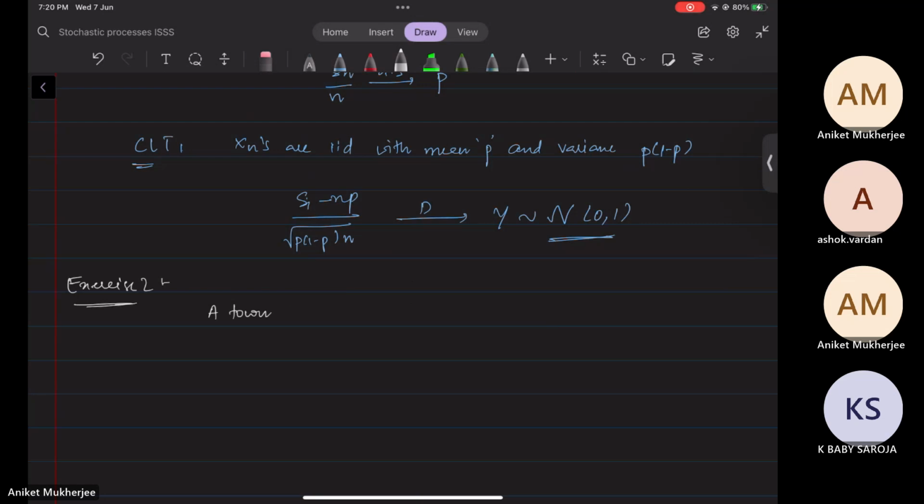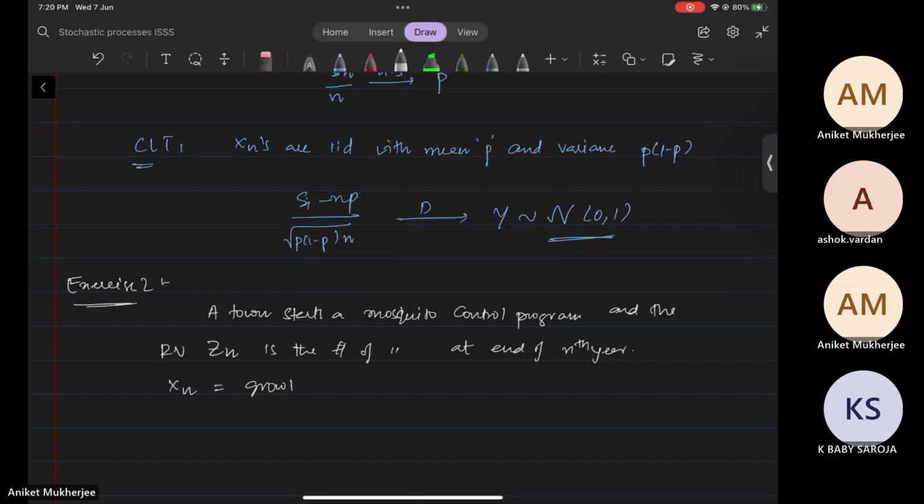A town starts a mosquito control program and the random variable Zn is the number of mosquitoes at the end of the nth year. n is in 0, 1, natural numbers. Xn is the growth rate of mosquitoes.